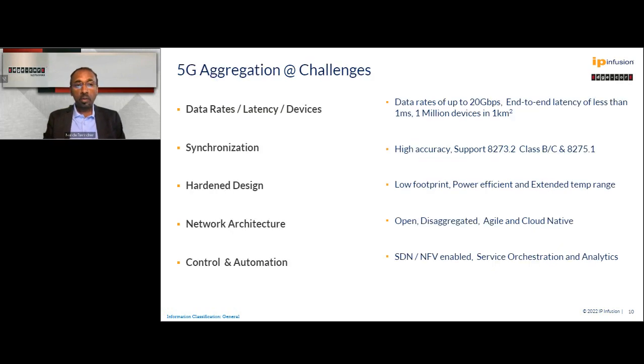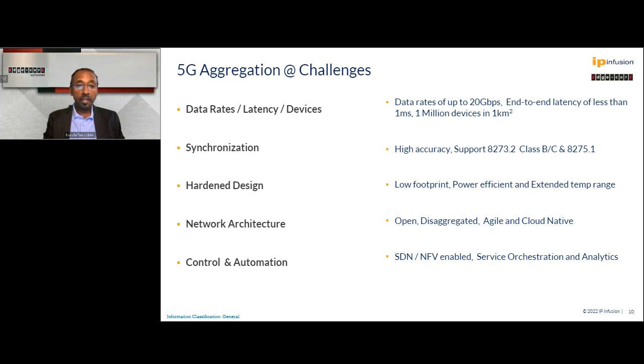So now talking about 5G and what it means for aggregation networks, rather than requirements, I want to call them challenges. We all know about the requirements triangle whenever we talk about 5G. In the triangle, in one direction, we have the data rates growing from 25 Gbps up to 20 Gbps. And in the other direction, the requirement to support an ultra low end-to-end latency of less than 1 millisecond.